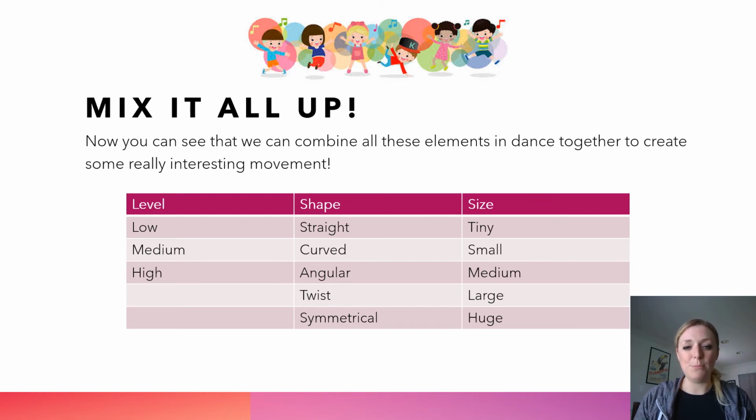Once you've chosen your level, move on to shape. Is that level going to have a straight move, a curved move, angular, twisted or symmetrical? Choose one of those. And then when you've got both of those, decide which scale that movement is going to be at. Tiny, small, medium, large or huge. And once you've chosen all 3 words, one from each column, find some space and create that movement. Okay.